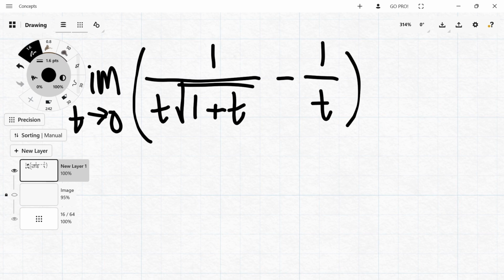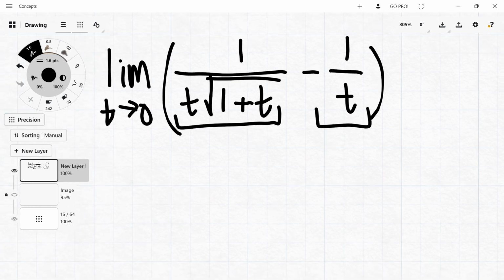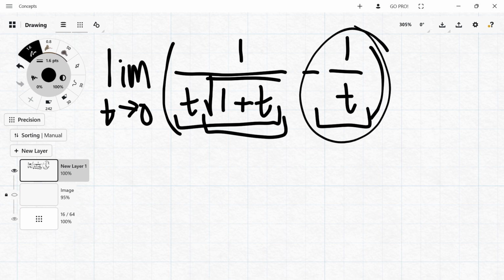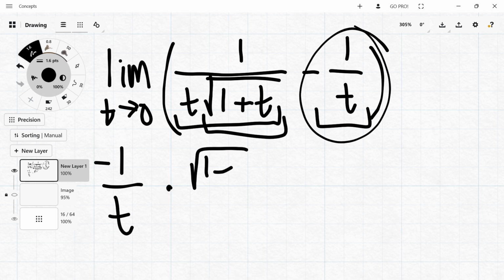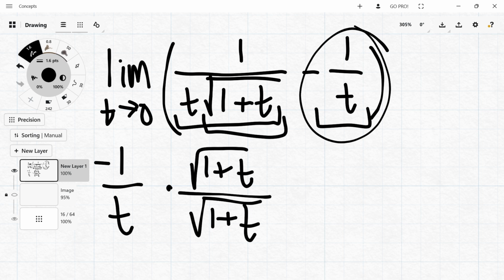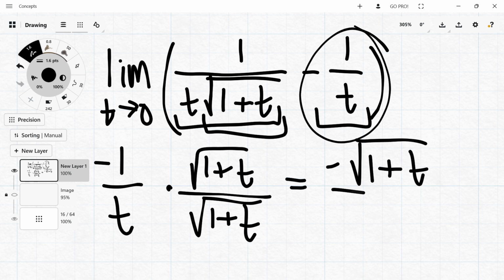So the first problem we have is these denominators don't match up at all. And so what we're going to do is multiply the right side by the square root of 1 plus t over the square root of 1 plus t so that they can have the same denominator. So we get negative 1 over t, times the square root of 1 plus t over the square root of 1 plus t. And when we do that, we get negative square root of 1 plus t over t times the square root of 1 plus t.